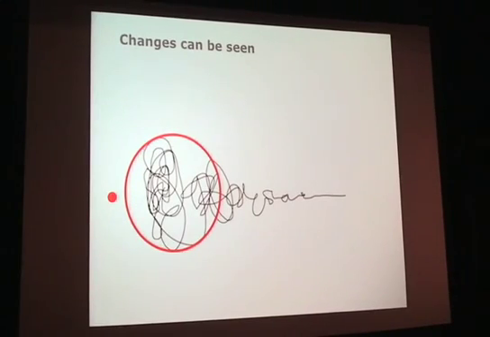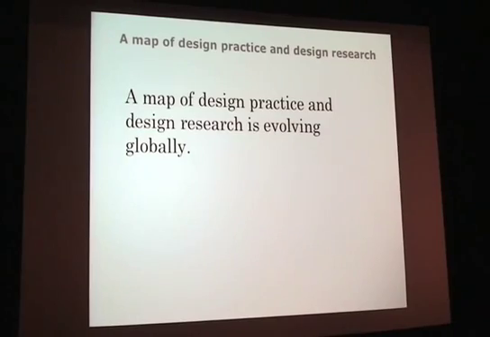I'll show you a map. This is sort of where I go back in time and build a map of design research and design practice as it's been evolving over the last, I guess it's almost 50 years now. And the map is a global map, and it looks at what's happening not just in the US, but what's happening all over the world.